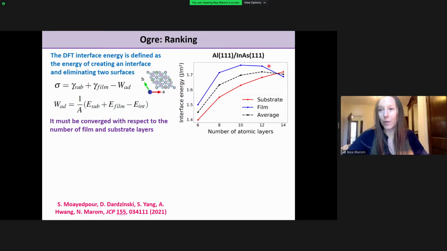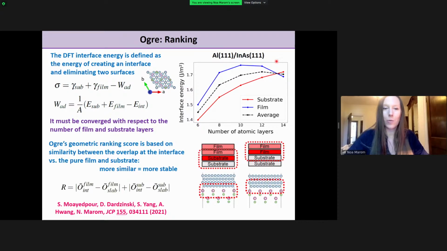So this you can calculate, but it's a pretty computationally intense calculation because you have to converge the number of layers, and you end up doing pretty large calculations. So is there a quicker way of getting a rough estimate for relative stability as well? For this, we have a ranking geometric score function that's based on the overlap between atomic spheres, where we compare the overlap of spheres at the interface with an overlap of spheres in a purely film slab.